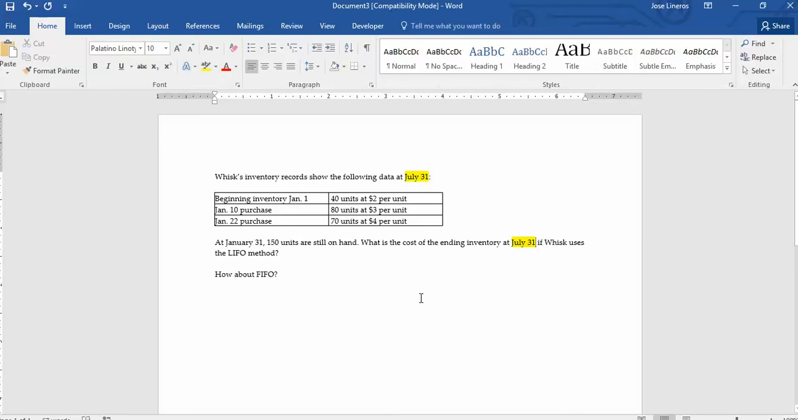Notice it is not asking you for cost of goods sold. It's asking you for cost of ending inventory. So let's take first under the LIFO method. If you remember correctly, LIFO stands for last in, first out.